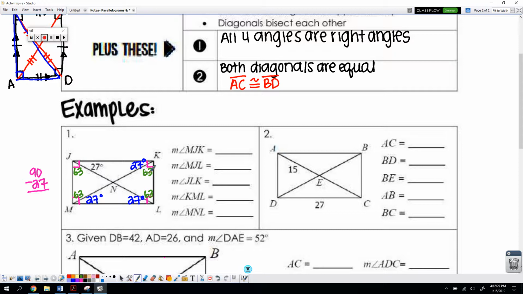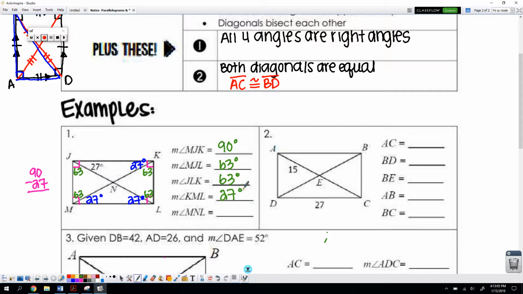So let's go through and let's talk. It says the angle MJK. So MJ to K is the entire corner of K. So that one is 90 degrees. Then it says MJL. So it's asking you to cut it off part way. So MJL is 63 degrees. Then it says JLK. So from J, follow down to L, and then K. That one's also 63 degrees. Then we have KML, so from K down to M and then to L, that's 27 degrees.